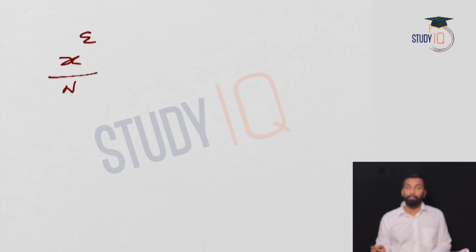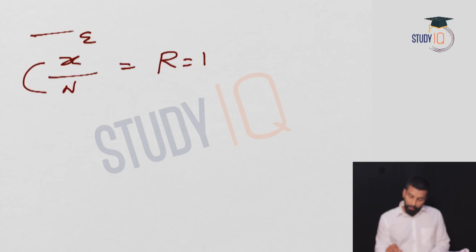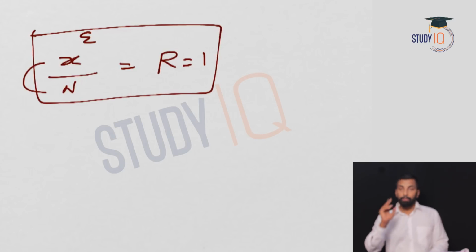You have a numerator x, you have a denominator n, and the power is Euler's number. If these two are co-primes, then in this case the remainder will be 1 always. This is what you need to keep in mind. The remainder will be 1. So you have two co-prime numbers, n is the denominator, and if the power is the Euler's number of the denominator, the remainder will be 1.